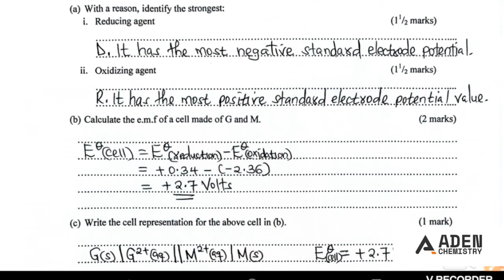But in B, we are saying the standard electrode potential value of a cell is given by the standard electrode potential value for reduction minus that of oxidation. So it will be positive 0.34 minus negative 2.36. What we are going to get is positive 2.7 volts. So let's proceed to part C.